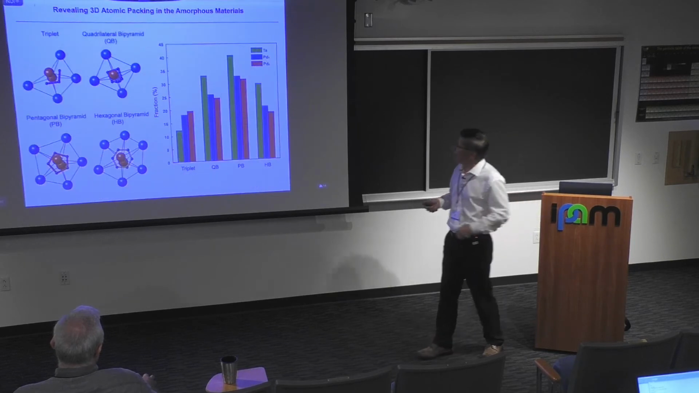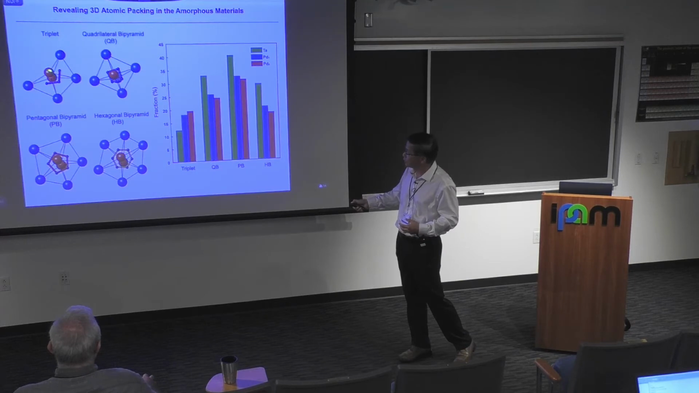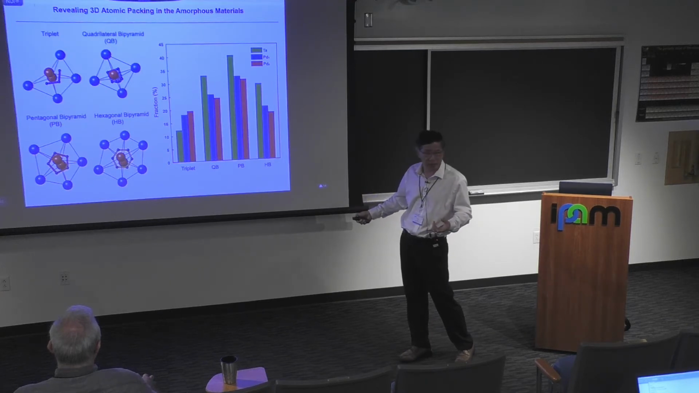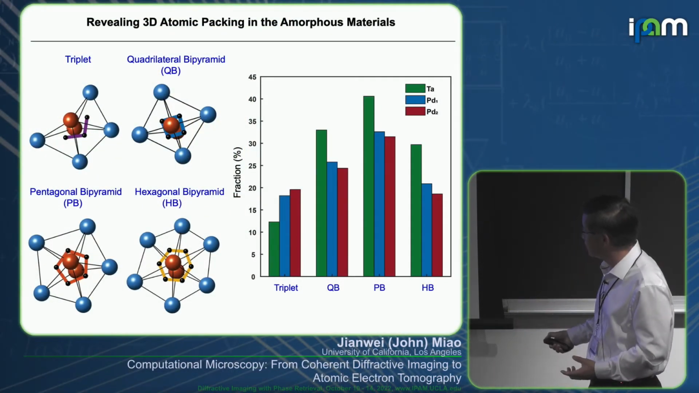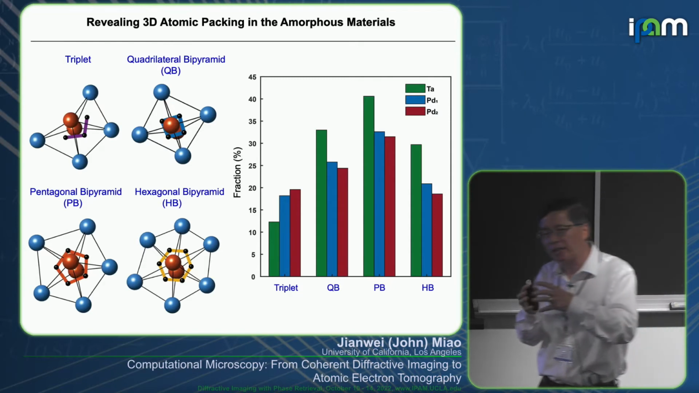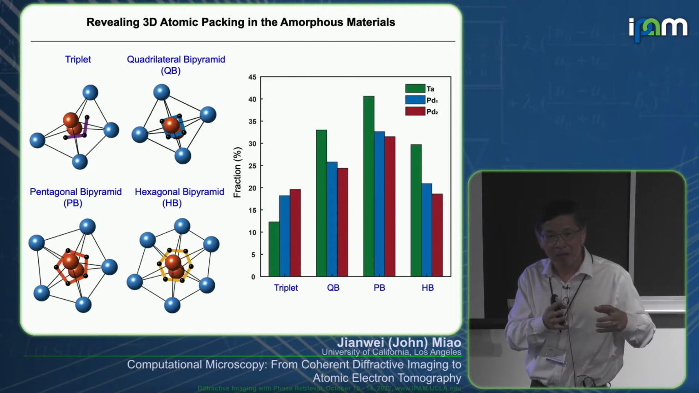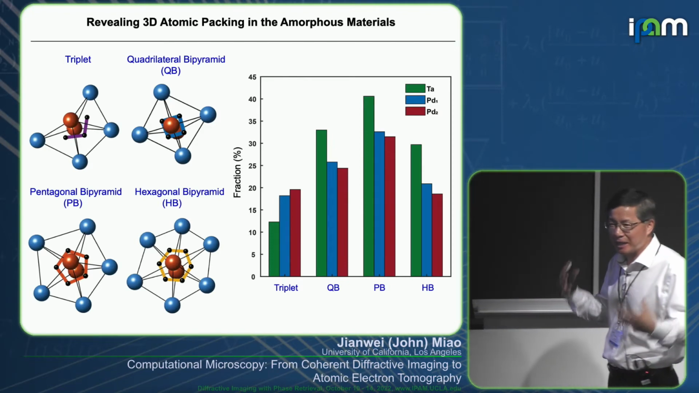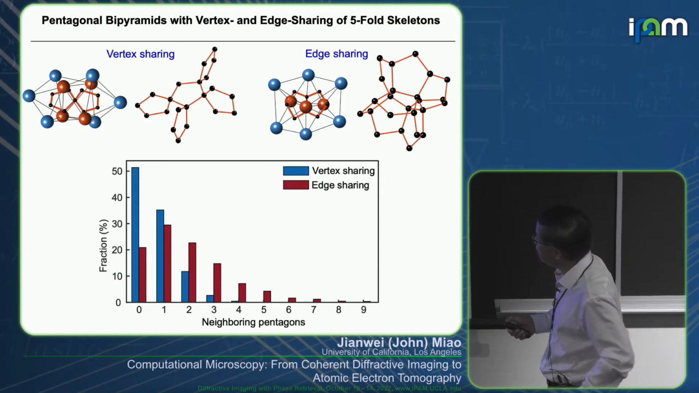Then we look at the atomic packing. We found these atoms form what they call a triplet, with one atom on top and one on the bottom. Or the quadrilateral bipyramid, or the pentagonal bipyramid, 5, 1, 2, as I mentioned, or the hexagonal bipyramid. We looked at the percentages and found the pentagonal bipyramid is always the most abundant. The 5-fold is locally denser than FCC and HCP. It's a local minimum versus a global minimum, since FCC and HCP are the global minimum. Then we look at how this 5-fold is connected together.